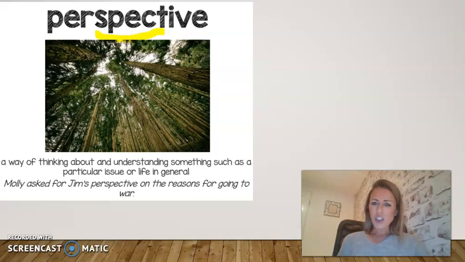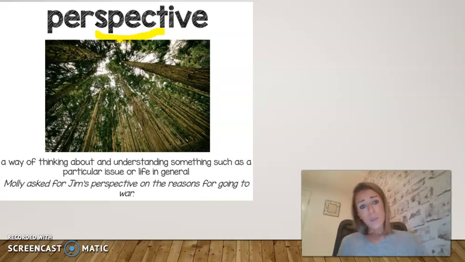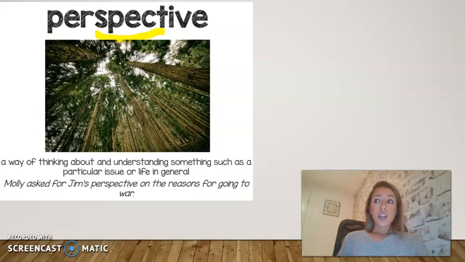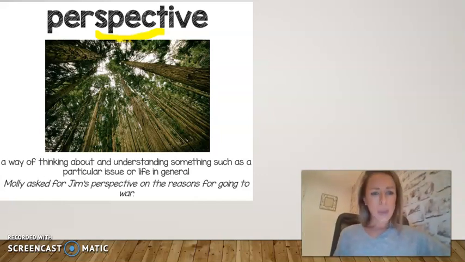Now this is quite an unusual word, but you might have heard grown-ups say it before. So for example, grown-ups might say something like, try to think of it from the other person's perspective. So maybe your little sister is crying and she doesn't want to share her toy, and your parent might say, try to think of it from your sister's perspective.